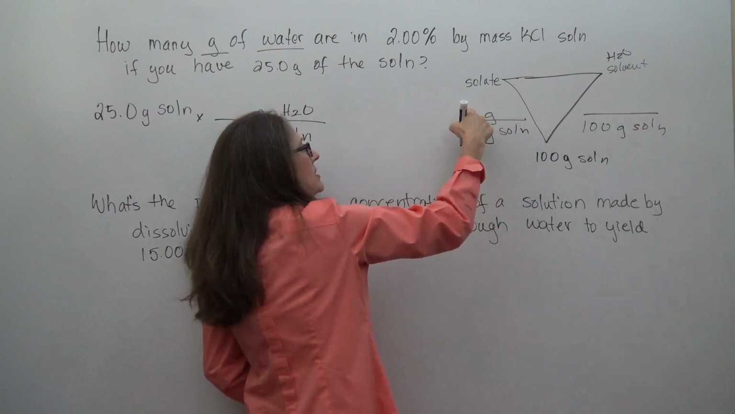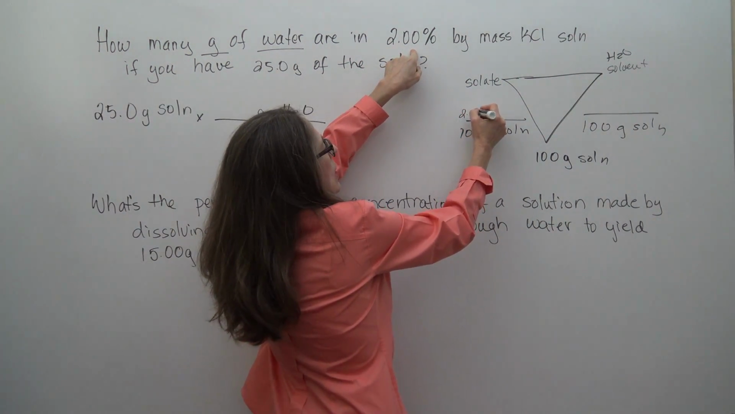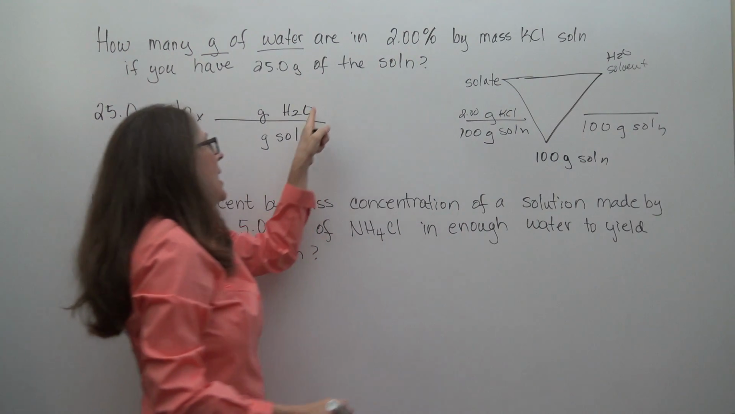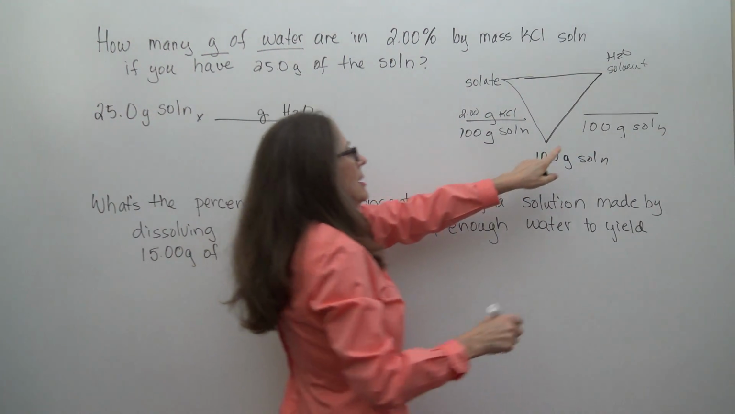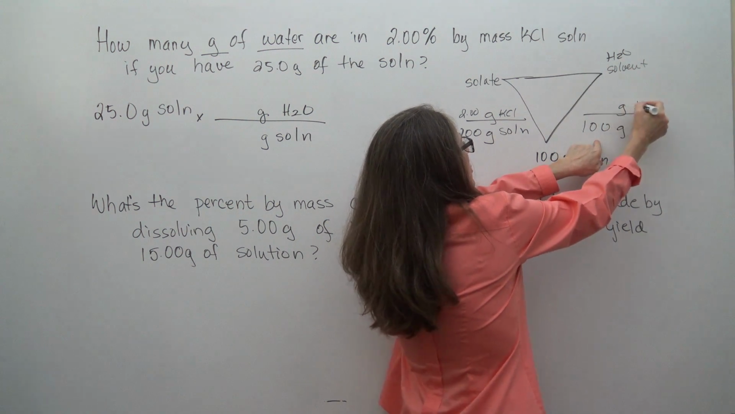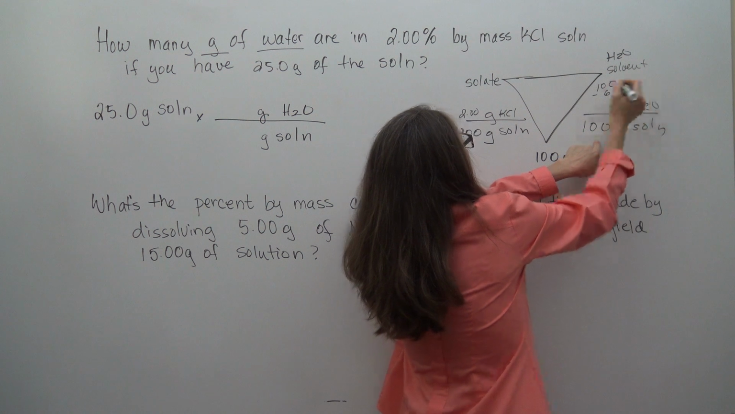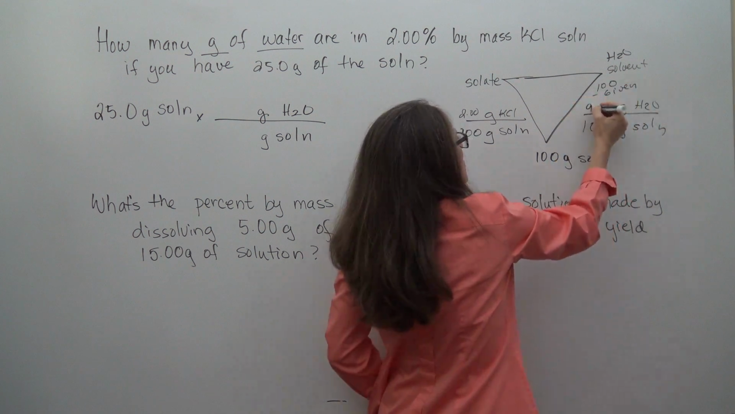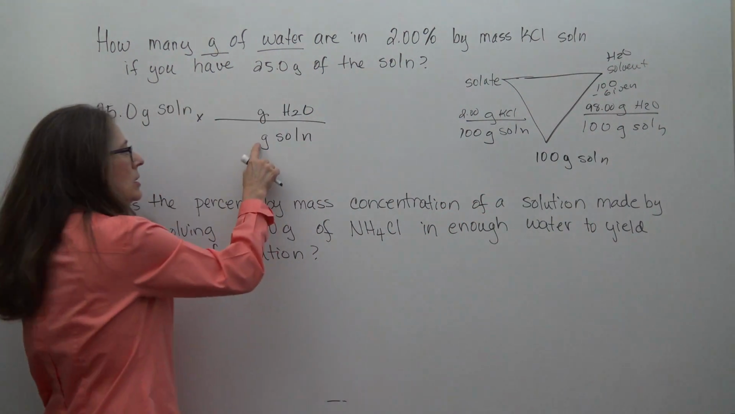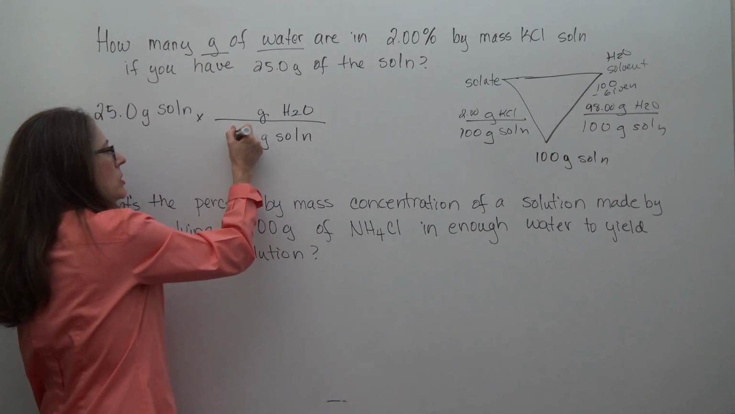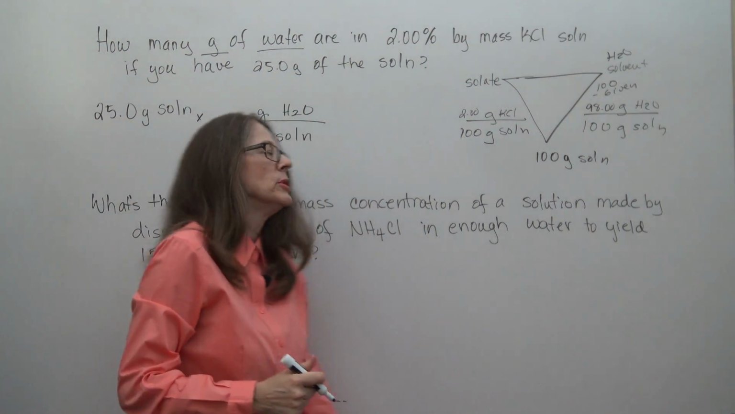This is the number that's given in the problem. I have 2 grams of potassium chloride, but hey, I don't want the potassium chloride, I want the water. How do I get the water? The water is 100 minus what is given. So 100 minus 2 would be 98.00 grams of water. Grams of solution, the 100 always goes with the grams. Why? Because we assume a 100 gram sample.